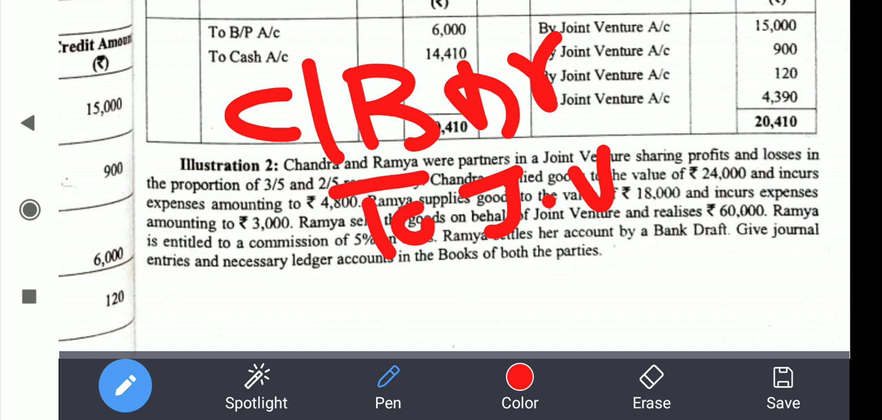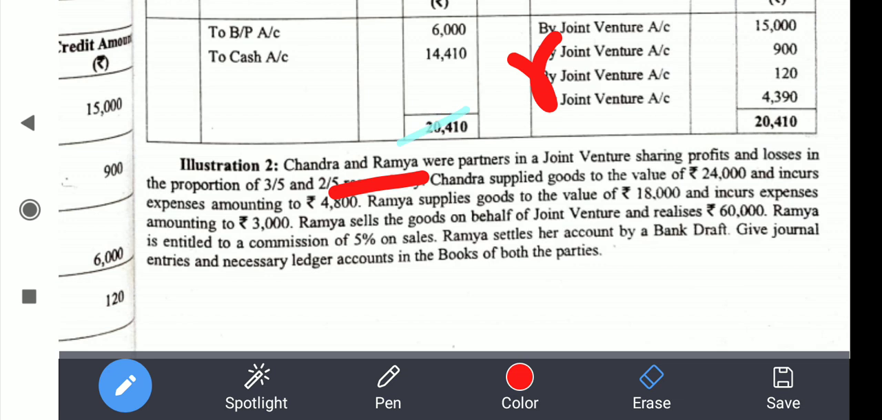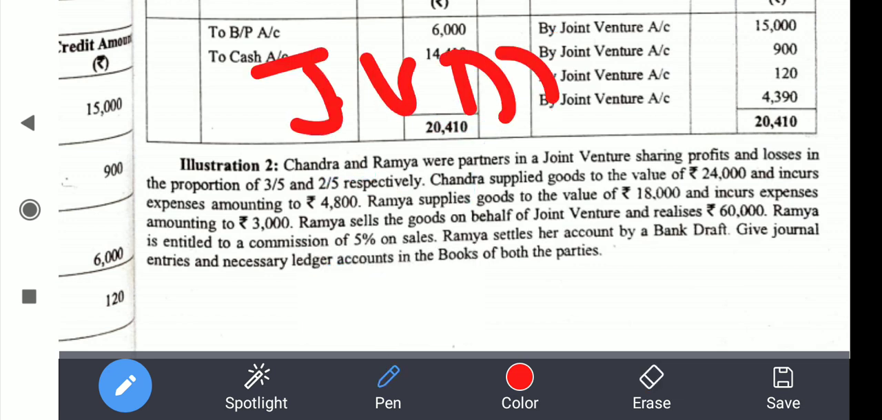But here, what is Ramya's role? Ramya sells the goods on behalf of the joint venture, so the cash is received by Ramya. So cash account or bank account debtor to joint venture account. After the sale, the commission is also there. Commission is an expenditure to the joint venture, so joint venture account debtor to commission. Here I have to write commission account.